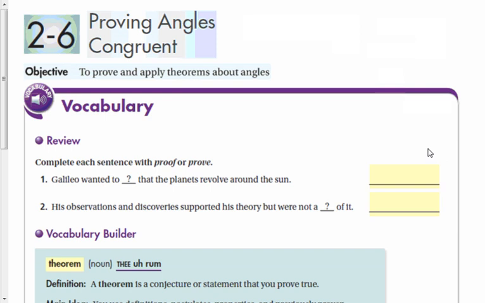Hey students, this is lesson 2.6. We're going to learn how to prove and apply theorems about angles. This will be new to you, so you might want to pay extra close attention. Go ahead and do the review.